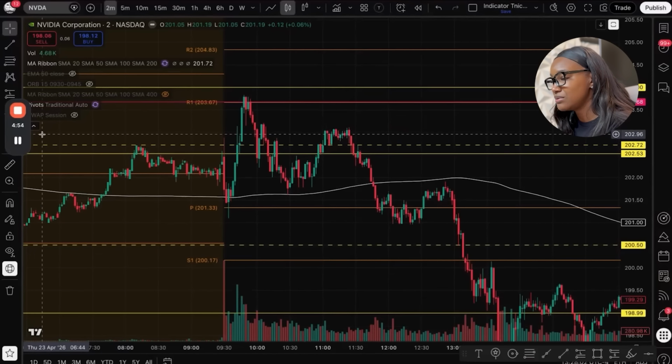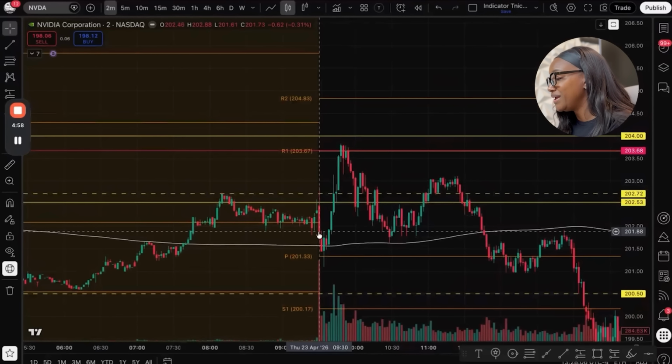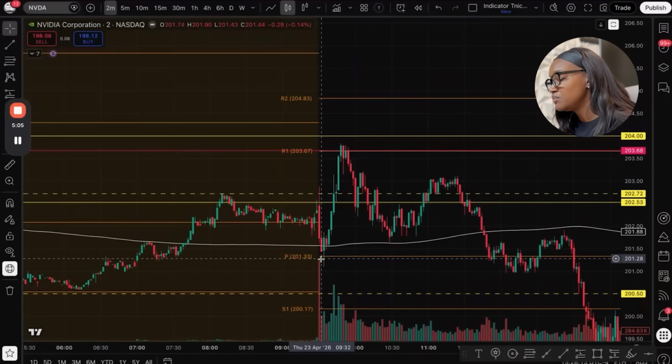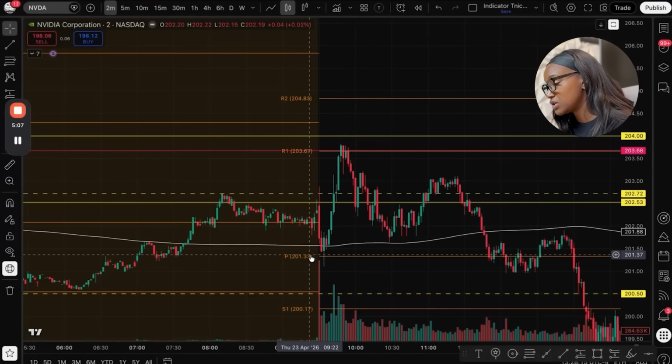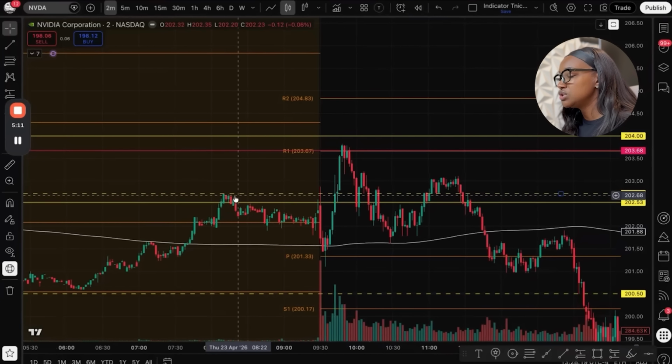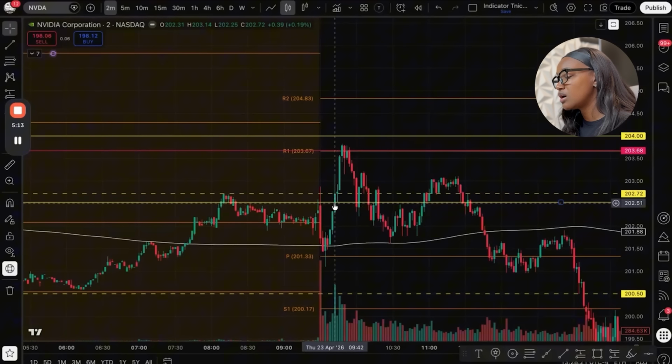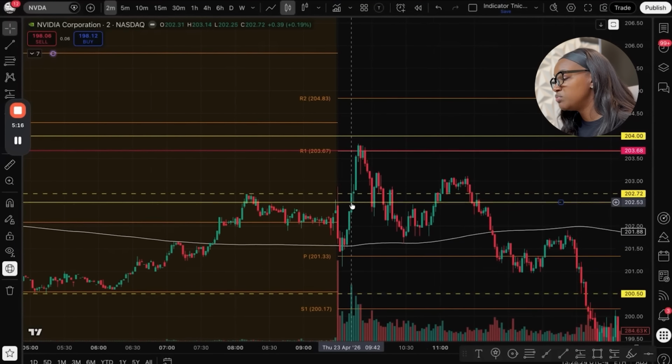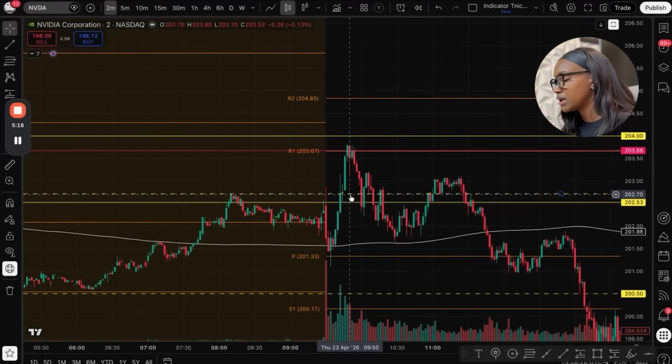Okay, so now that we have our pivots on our chart, we are waiting for price to give us a signal to say, hey, what do we want to do? Price pushed to the downside here. It found support at that pivot at 201.33 and pushed up off of that level. Okay, then I want you to see that as it was pushing up, we saw that it was able to break through not only previous day high but also pre-market high right here.